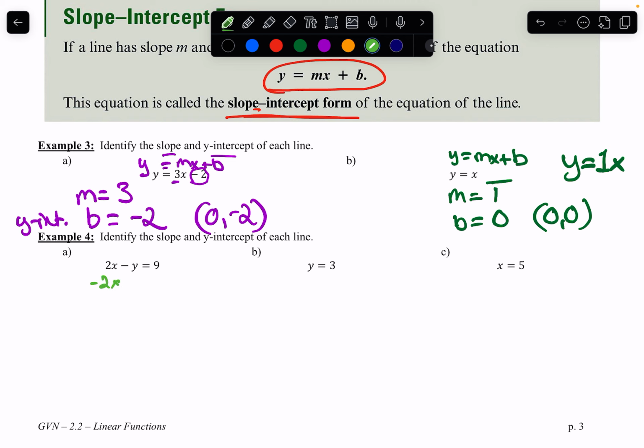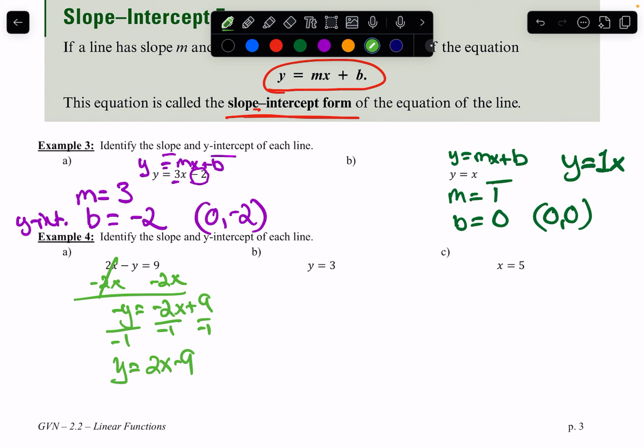So we're going to start by subtracting 2x from both sides. We get negative y equals negative 2x plus 9. Then we have the negative 1 in front of the y, or just the negative. We're going to divide all of these by negative 1. So we get y equals 2x minus 9.